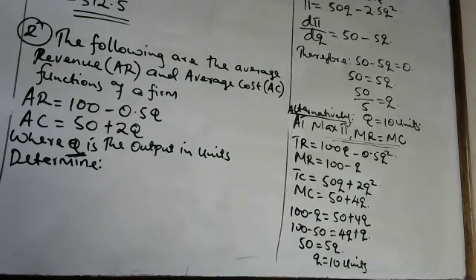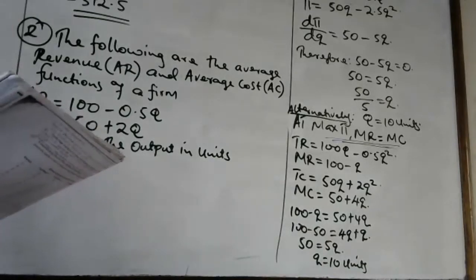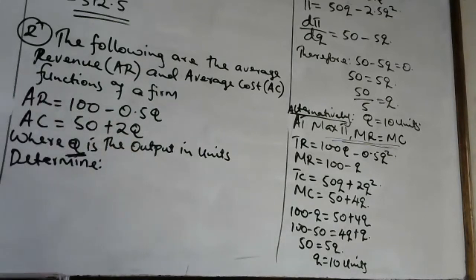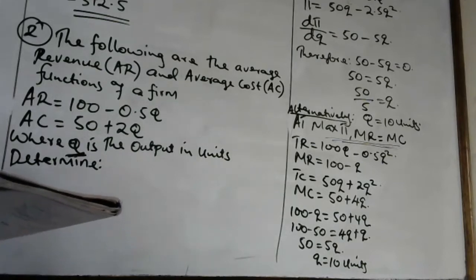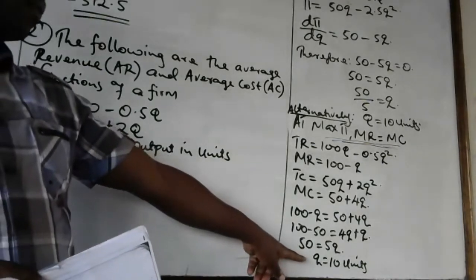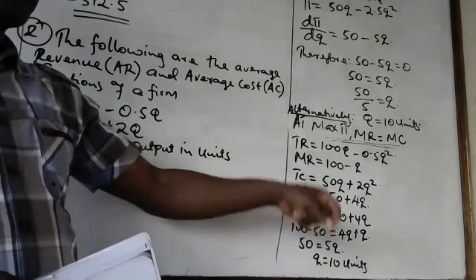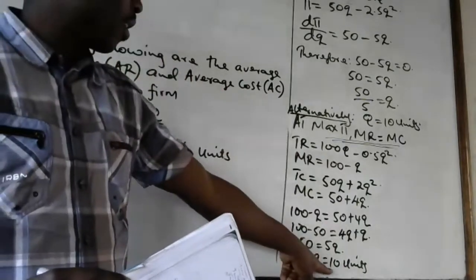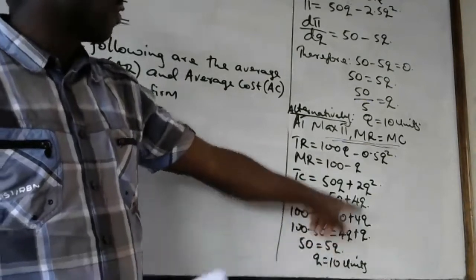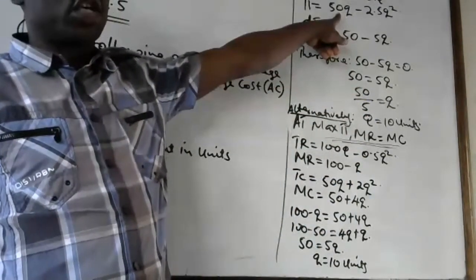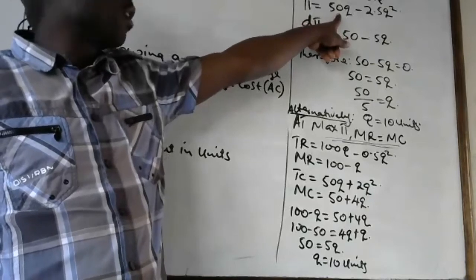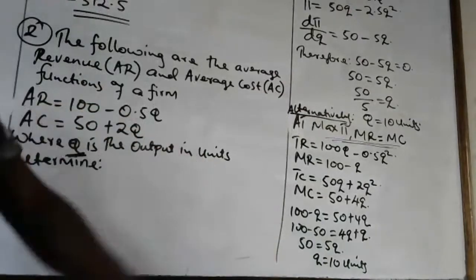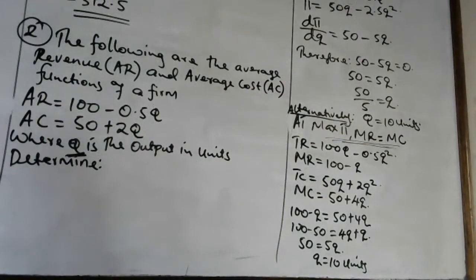Then, after getting the number of units that maximizes the profit, the question is requiring you to proceed to Roman 3, where you will calculate the maximum profit. These are the units that maximize the profit, but now we need to know what is that maximum profit. For you to get the maximum profit, take this Q, which is equal to 10, and substitute it in the profit function. Where we have Q, just substitute it with 10, because Q is 10 at the point where the profit is maximum.